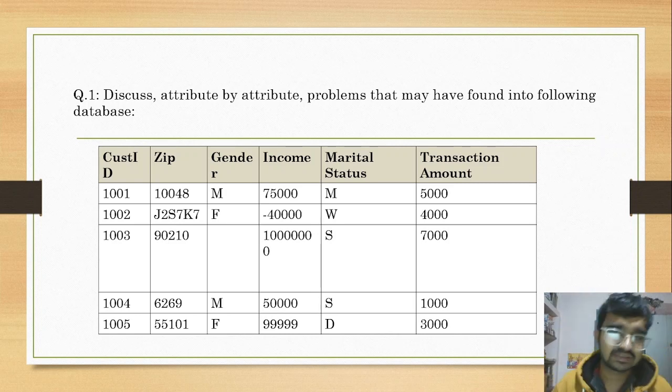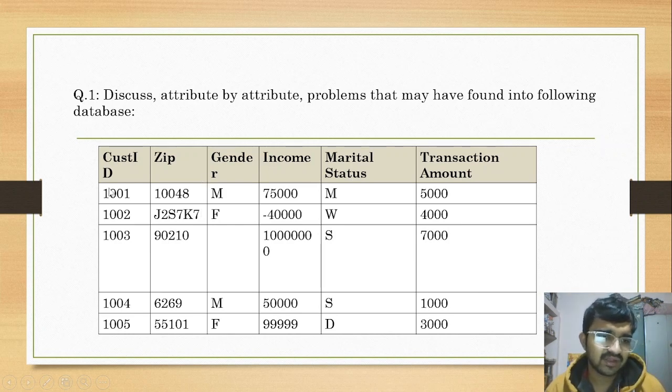So let's first see which problems may occur in this database. We can see that clearly there is no problem in customer ID, but in zip code there is something which contains alphanumeric words, and some contain only 4 letters, which may create some problems in a database. And in gender we can see that there is one null value.